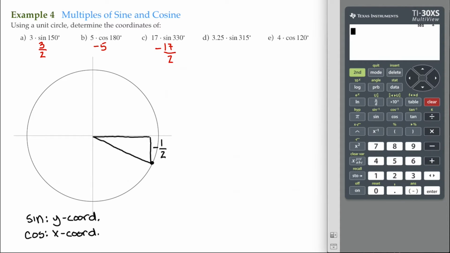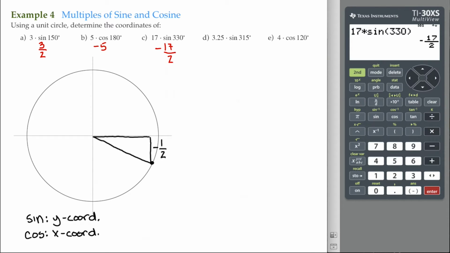Using our calculator, I could type in 17 times the sine of 330 degrees. Close off your parenthesis, and there we have it.